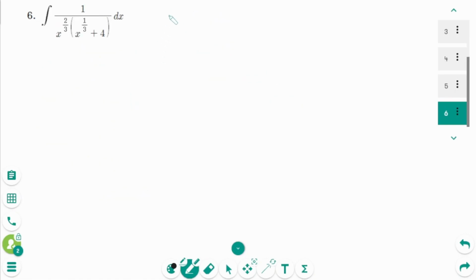In this problem, if u equals x to the power of 1 over 3, then du equals 1 over 3 x to the power of minus 2 over 3 dx. Then multiply by 3 on each side. 3 du equals x to the power of minus 2 over 3 dx. Then we can rewrite as 3 du equals 1 over x to the power of 2 over 3 dx.